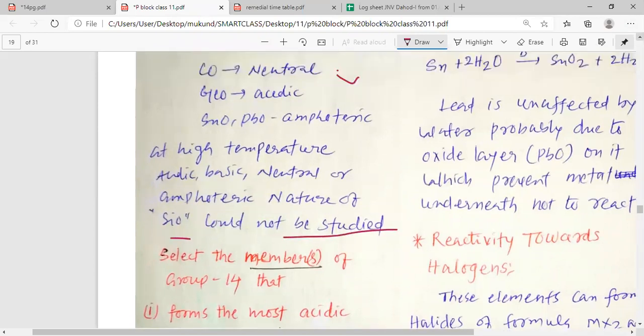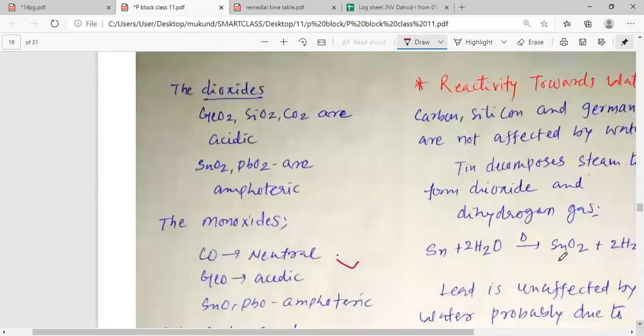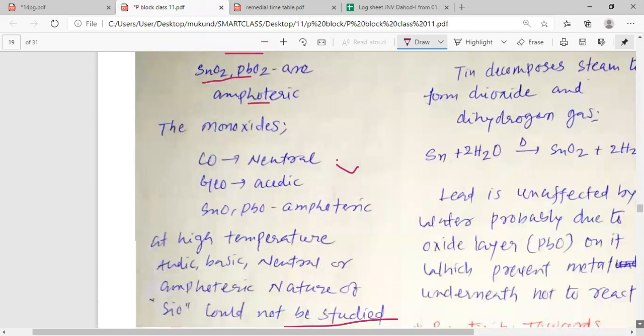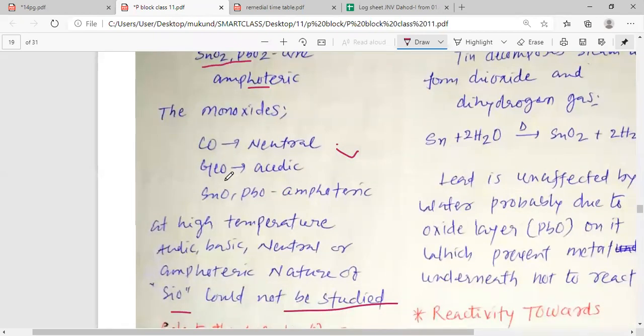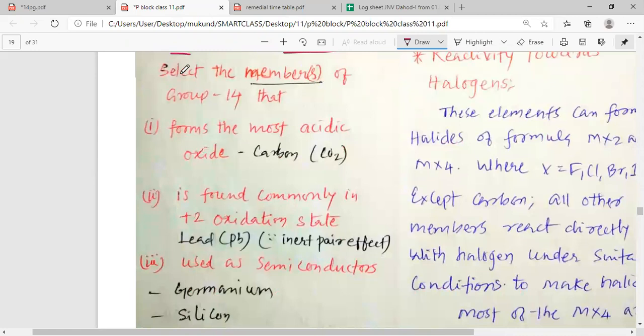Please remember, it is an important point, my dear students. Please remember about the nature. You can see that the dioxides GeO2, SiO2 and CO2 are acidic, whereas the dioxides of tin and lead are amphoteric in nature. If we look into the monoxides, carbon monoxide is neutral, but germanium oxide is acidic, but tin oxide and lead oxide are amphoteric in nature. The study of the monoxide of silicon is not possible because it exists only at high temperature.